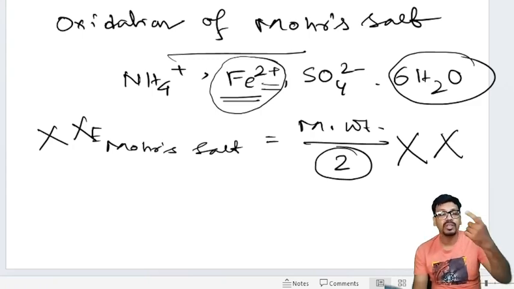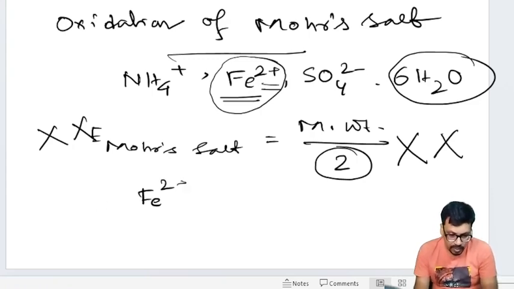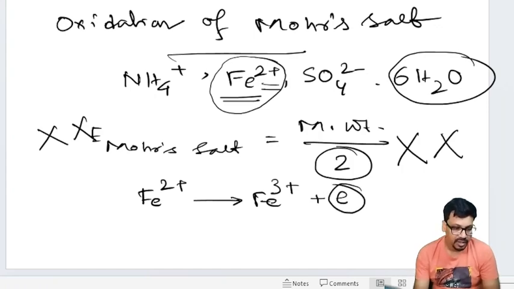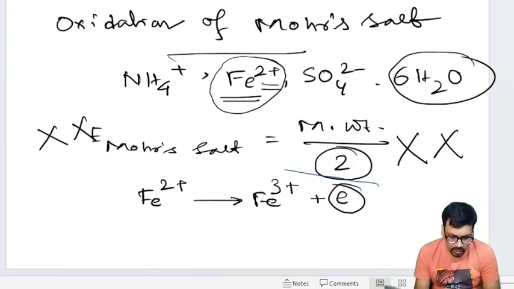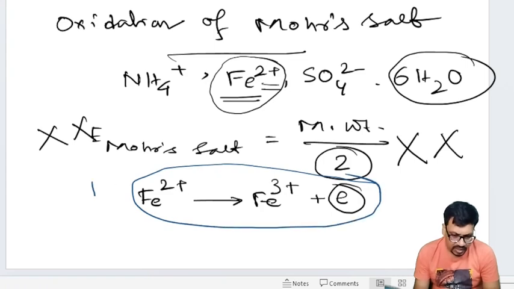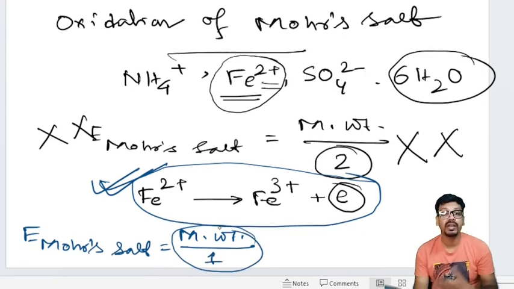Clear? And Fe2 plus goes to Fe3 plus. So ferrous goes to ferric. Here the number of electrons transferred is 1. Just like that, Fe2 plus goes to Fe3 plus, and there is 1 electron transfer. Okay. Now there is 1 electron transfer. This is very, very important. So the equivalent weight of Mohr's salt is the molecular weight divided by 1. Clear? Molecular weight divided by 1.